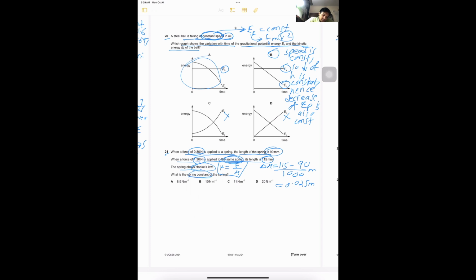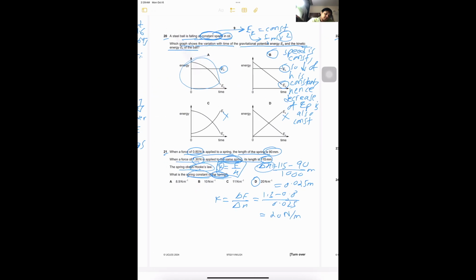What is the spring constant? We need to find out k of the spring. So k is equal to del F by del x. Del x we found here. So del F is 1.3 minus 0.8 by 0.025. This gives you 20 Newton per meter, which is answer D.